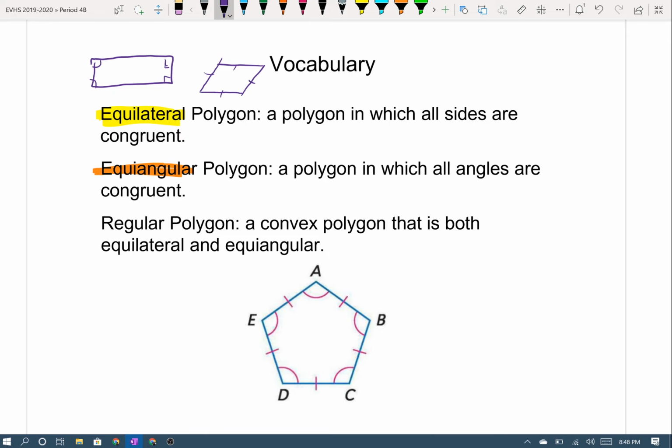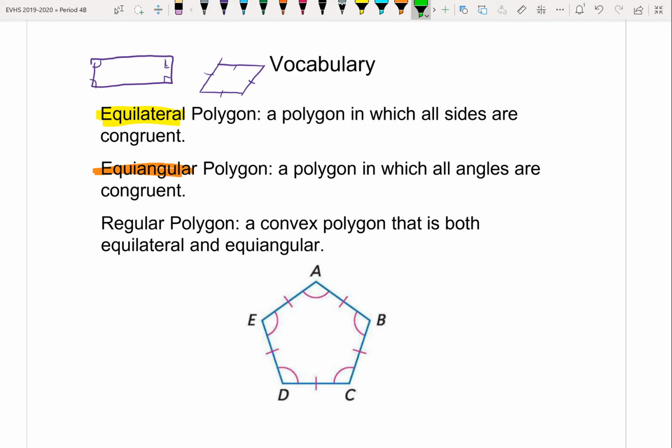So for higher order polygons, equilateral and equiangular are not exactly the same thing. However, if we do have a polygon that is both equilateral and equiangular, we call that a regular polygon. As you can see in this pentagon down here, all the angles are the same, all the sides the same, therefore it's regular. For our quadrilaterals up here, we have a square is our regular quadrilateral.